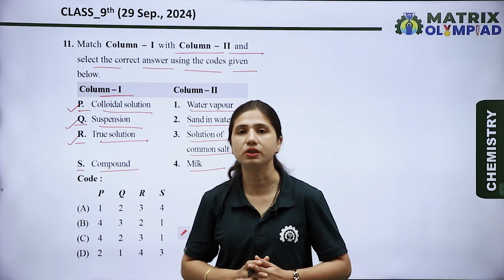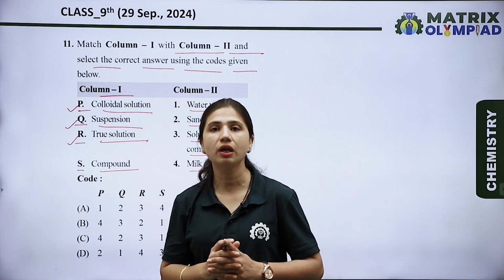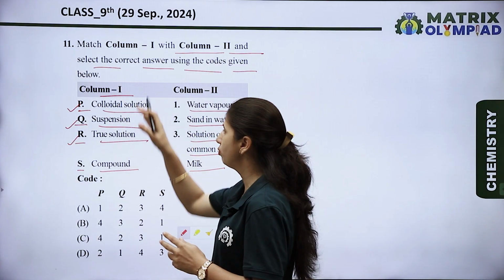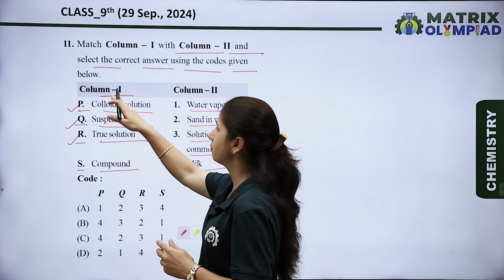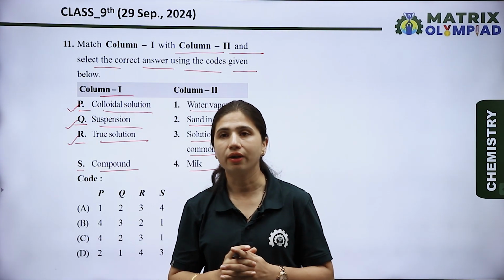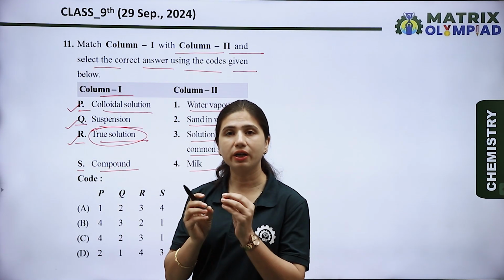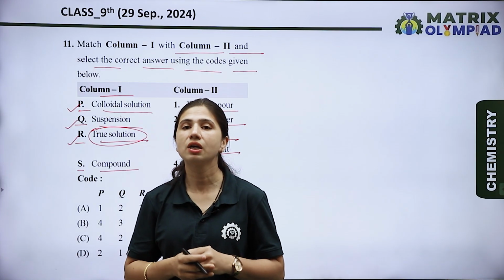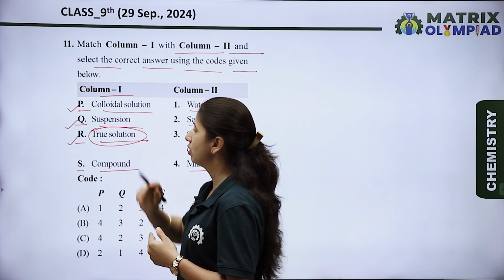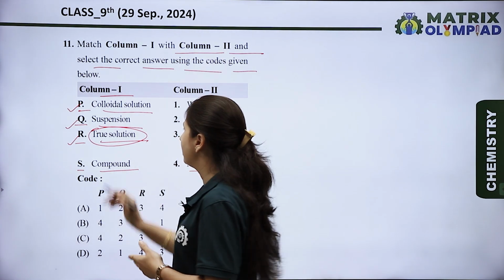There are three types of solutions which are classified on the basis of the particle size, or we can say the solute size. On the size of the solute, we can classify these three: true solution, suspension and colloidal solution. If the particle size is less than 1 nanometer, then this type of solution is known as a true solution. And if the particle size, or solute size, is around 1 nanometer to 1000 nanometer, then it is a colloidal solution. And when the particle size is more than 1000 nanometer, it is a suspension.